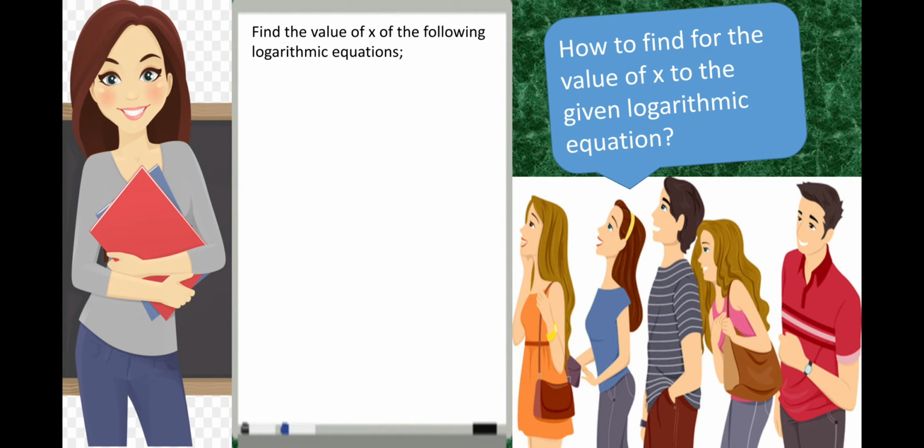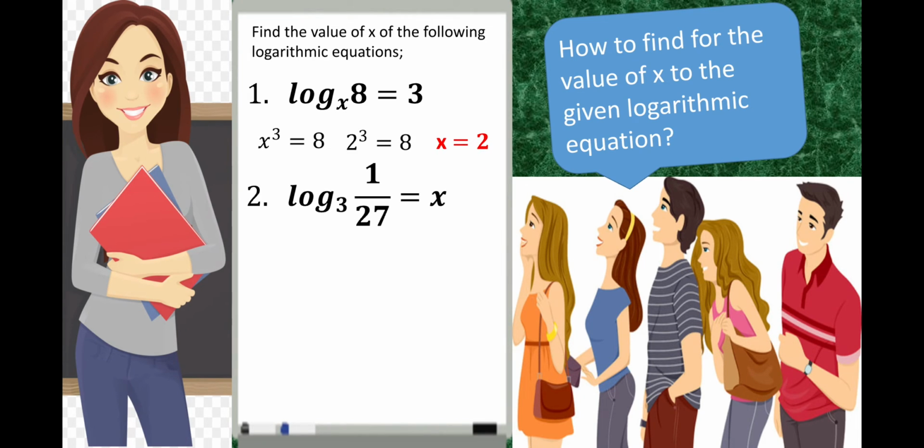Let's find now the value of x of the following logarithmic equations. For example, we have log of 8 to the base of x is equal to 3. So what is the value of x? In exponential form, that is x cubed is equal to 8. So therefore, the base is 2 because 2 cubed is equal to 8. So x is equal to 2.